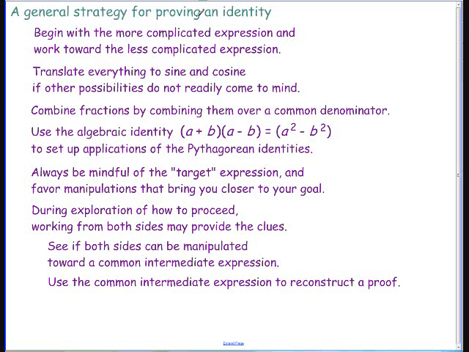Here's our general strategy for proving an identity. We've been through this many times before. We're going to start with a more complicated expression when we're trying to prove an identity. Remember, we leave one side of the equation alone. It's fixed. And the other side of the equation is the one that we manipulate and change. And we keep going until the change is exactly equal to the other side.